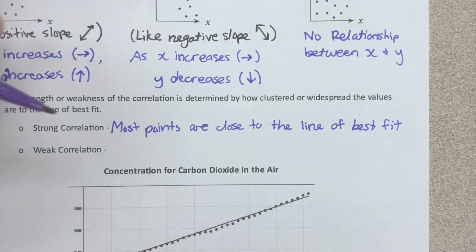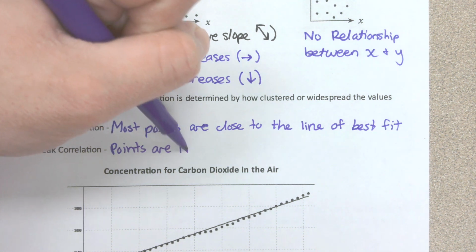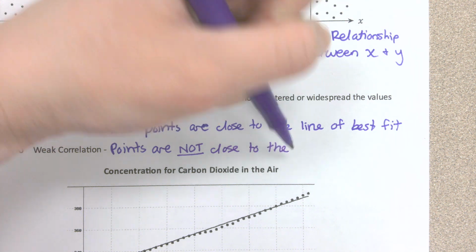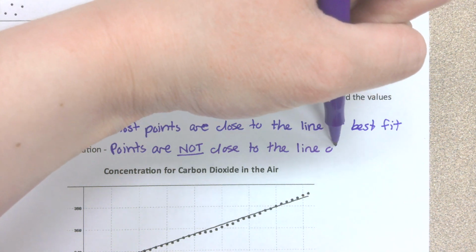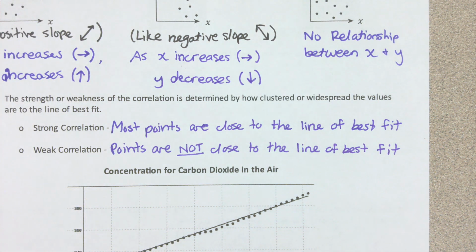Weak correlation is the exact opposite. Points are not close to the line of best fit. Let's look at an example below.